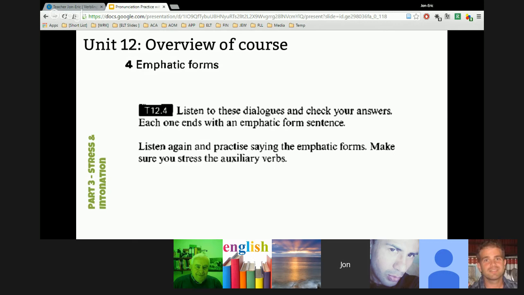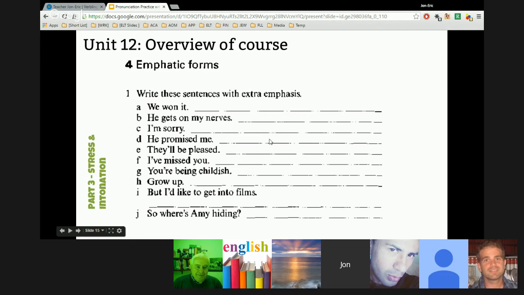Listen to the first part of the dialogue, and I want you to take the expressions we just used on this page. In fact, I'll leave it here so you can see it. Take these expressions, and I want you to put them back into the conversation, putting the emphasis on the auxiliary verb, and I'll help you out with the pronunciation if you need it. Mr. Jose, are you out there? Yes. Okay. Listen to the first part, and I want you to respond using one of these expressions from A to J. Are you ready?